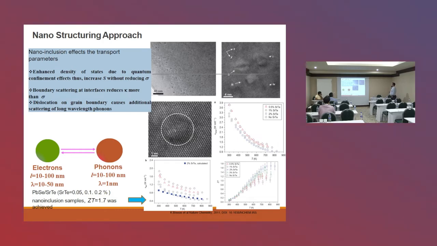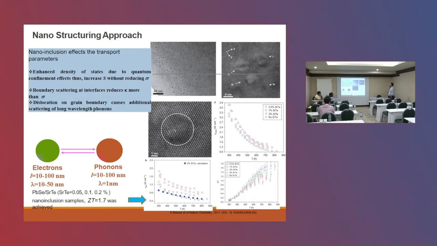So the other concept is the nanostructuring approach, which was proposed by Professor Dresselhaus from MIT. She passed away like 2 years ago. And she proposed that if we put some nanophases in the structure, they can act like a scattering center, and also they can be used for a quantum confinement effect, which can improve the Seebeck coefficient because of the quantum confinement effect.